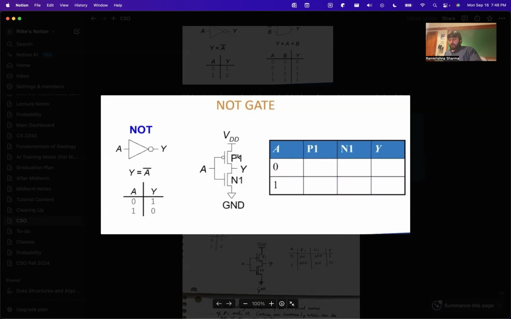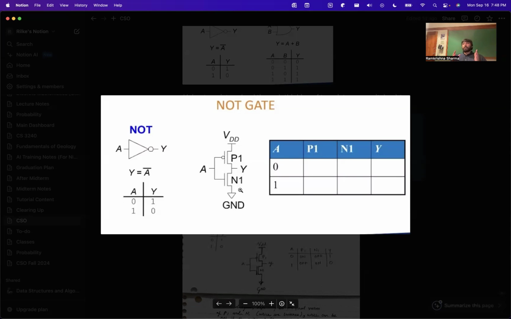But why did I just say that if there's a valid line from VDD to Y, then the value of Y is 1? The output is 1. I say that because if Y has a path to VDD, in other words, it's being drawn to a higher voltage, then it will be 1. If this was closed and that was open, right? If the P1 switch was open and this was closed, then it's being drawn to lower voltage. In other words, the voltage output would be 0.